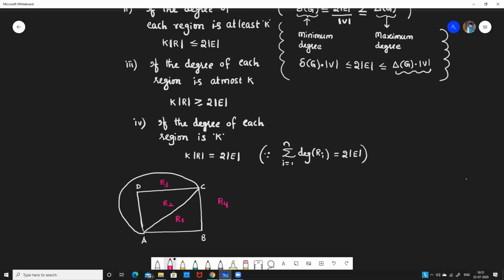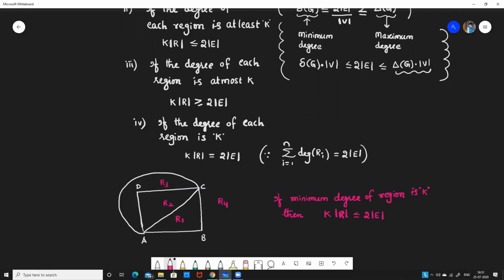Therefore, if the minimum degree of a region is k, then it must satisfy the condition that k times the total number of regions must be less than or equal to 2 times the number of edges. This is an important property which we covered. Right here, what is the minimum degree of region now? Minimum degree of region is 3.